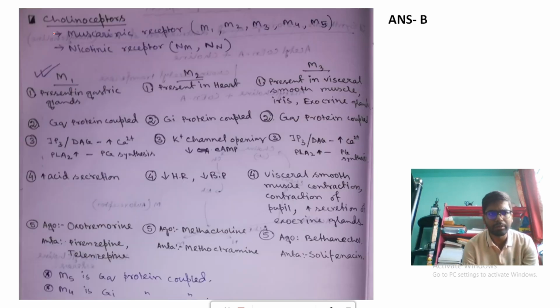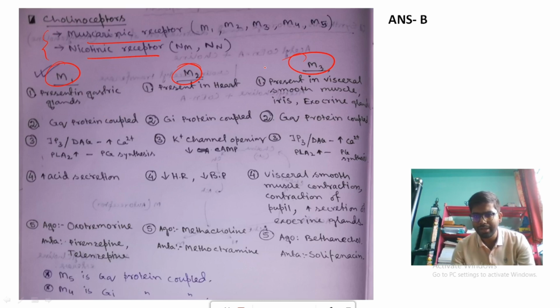See, cholinergic receptors are of two types, muscarinic receptor and nicotinic receptor. So M1, M2, M3, these three types of muscarinic receptors are present in our body. M1 is present in gastric glands, M2 is present in the heart, and M3 is present in visceral smooth muscle, iris, exocrine glands, etc.